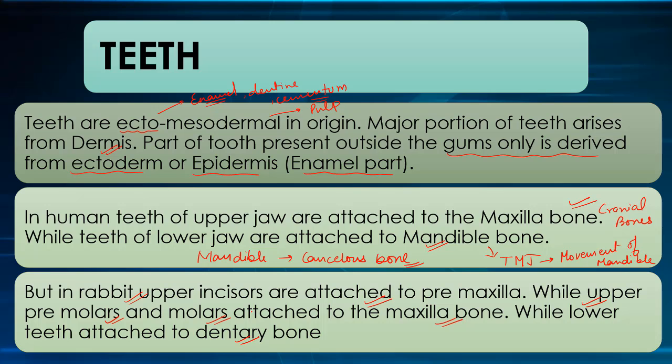You can see that in humans, the maxillary teeth are attached to the maxillary bone, and the mandibular teeth are attached to the mandibular bone. The mandibular bone is movable. It has a temporomandibular joint, which helps with all the movements. But in the case of a rabbit, the upper incisors are attached to the premaxilla. Upper molars and premolars are attached to the maxillary bone, and the lower mandible is attached to the dentary bone. Understood?